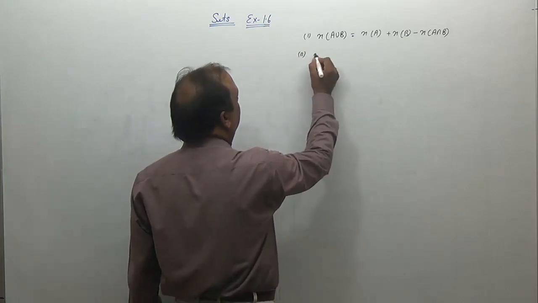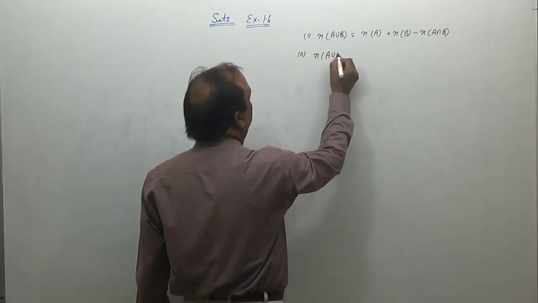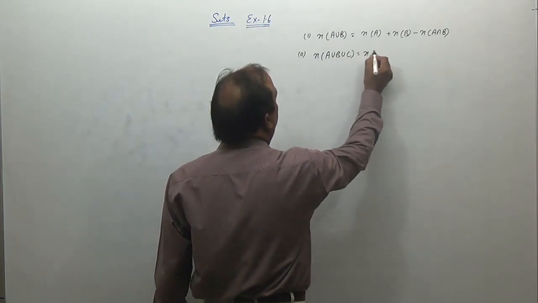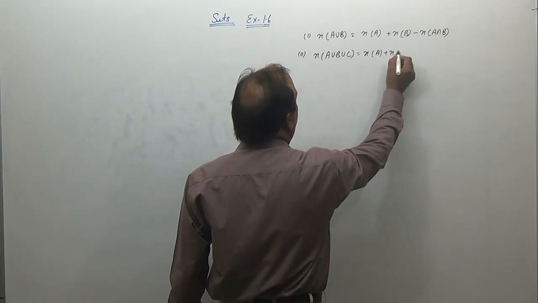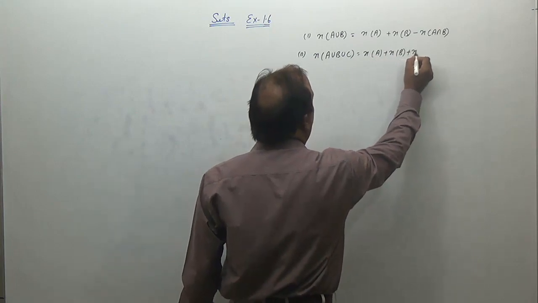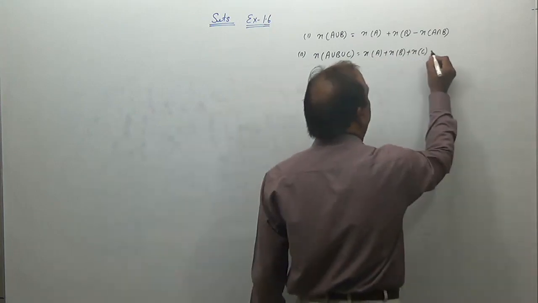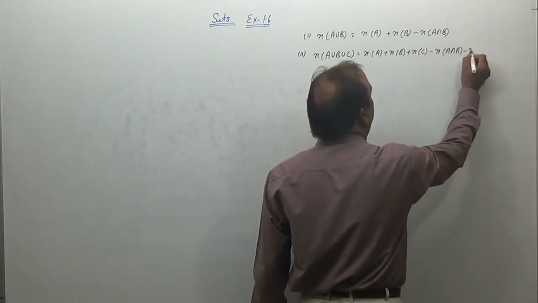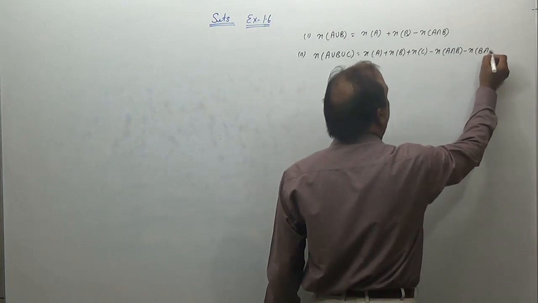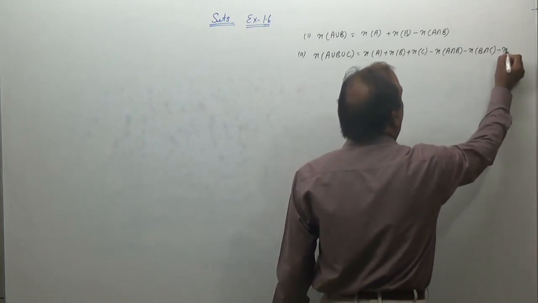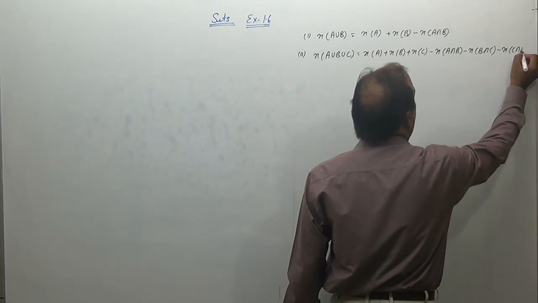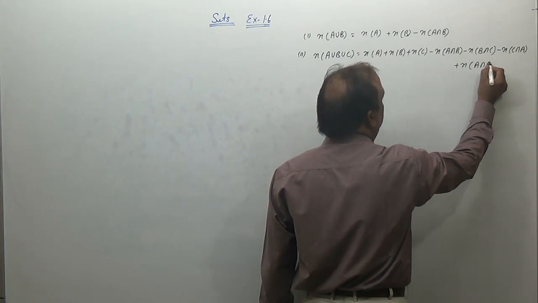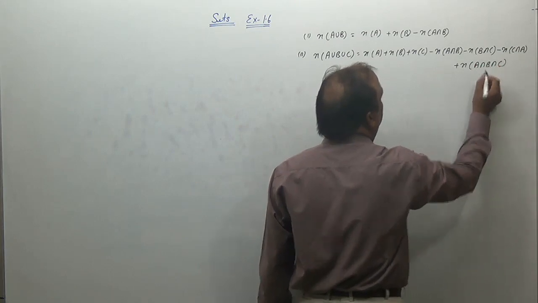The second property: the number of elements in set A union B union C is the number of elements of set A, plus the number of elements of set B, plus the number of elements of set C, minus the number of elements of A intersection B, minus B intersection C, minus C intersection A, and plus the number of elements of A intersection B intersection C.